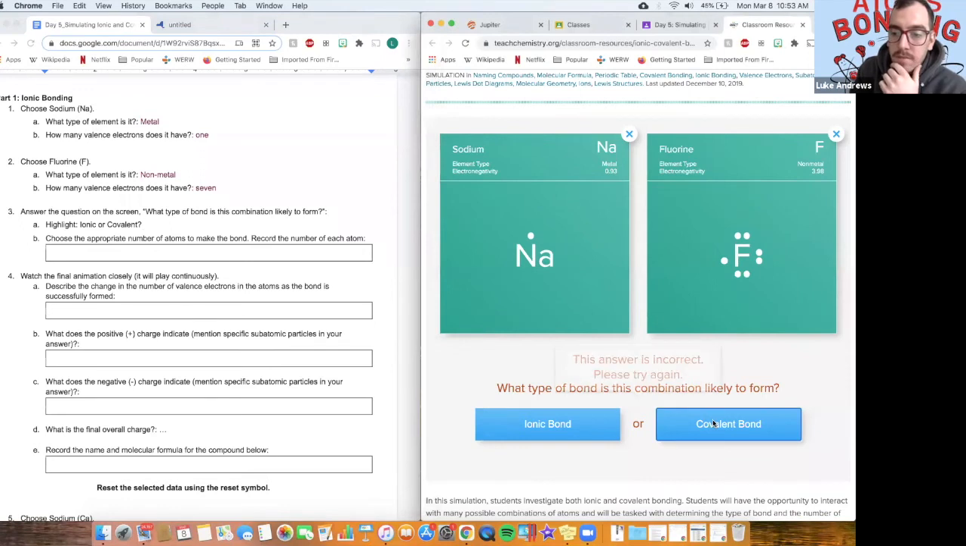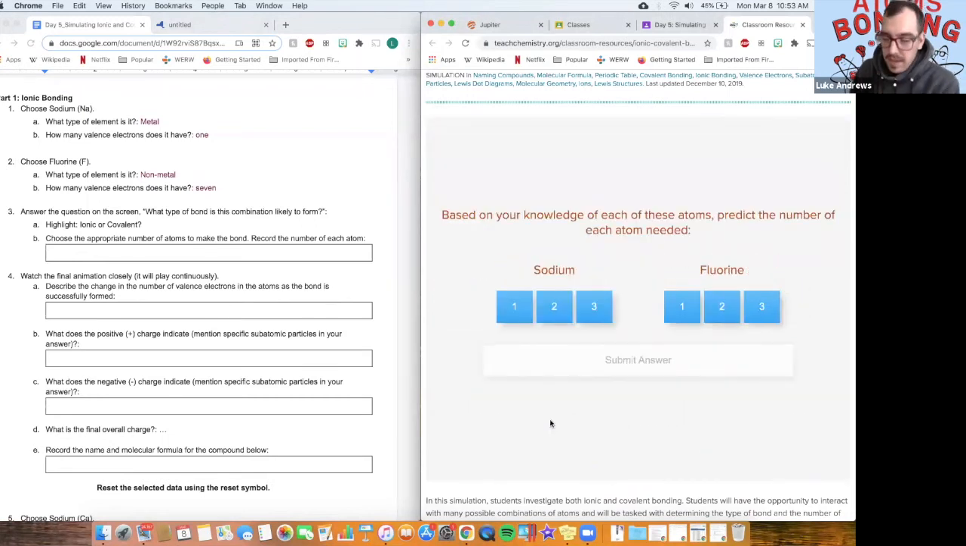If we click covalent, that is not correct. The simulation will tell us it's not correct. If we click ionic, that is correct. If it allows us to advance, that tells us that yes, this is an ionic compound. Ionic bonds always form between a metal and a nonmetal, something that wants to give up its electron and something that wants to accept the electron. Metals have low valence electrons, nonmetals have high valence electrons. They want to take from each other so that they can reach that octet rule and be stable.